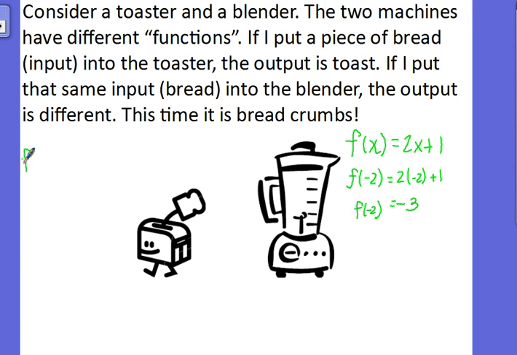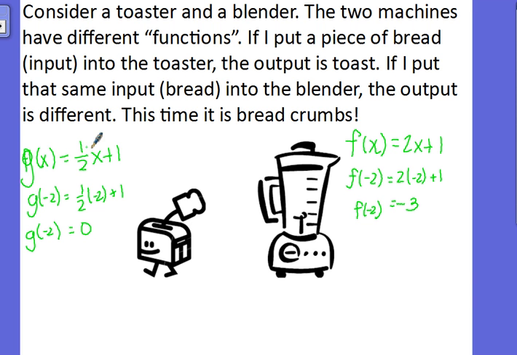If, however, I have a different function whose rule is to take half of the value and add 1, then when I plug in -2, I'm going to get an answer of 0. Because the rule of this function was to take half and add 1, and the rule of the other was to double it and add 1, my output values are very different even though I have the exact same input, just like my toaster and my blender.